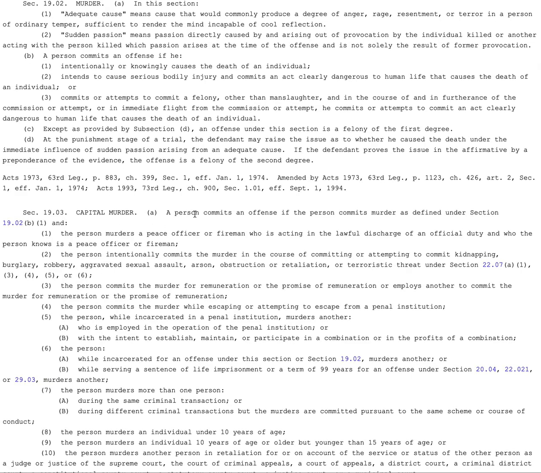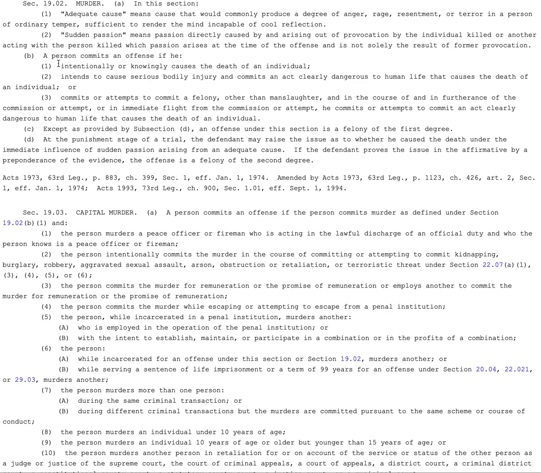So you can see in the capital murder statute, 19.03(a) says a person commits an offense if he commits murder as defined in section 19.02(b)(1). So we have to go up to (b)(1) and start with murder. There's a couple definitions here. I'm not going to talk about that in this video. We're just going to look at these 3 definitions of murder.